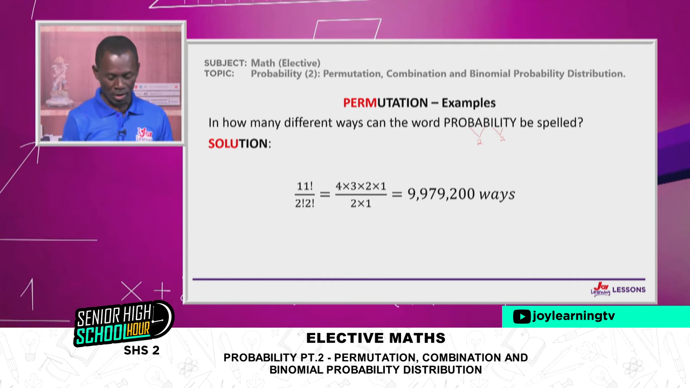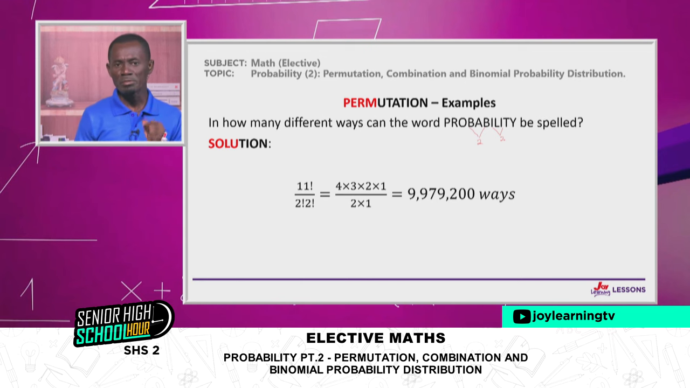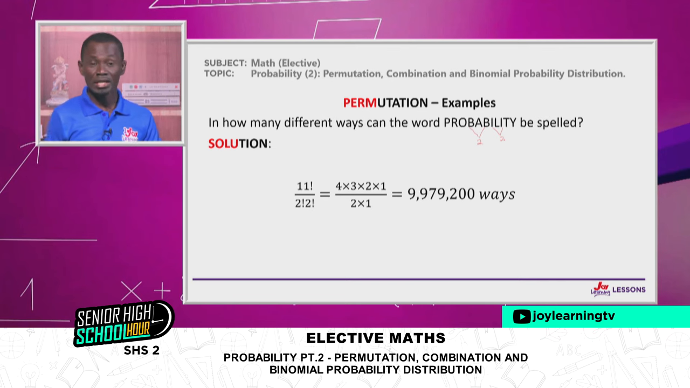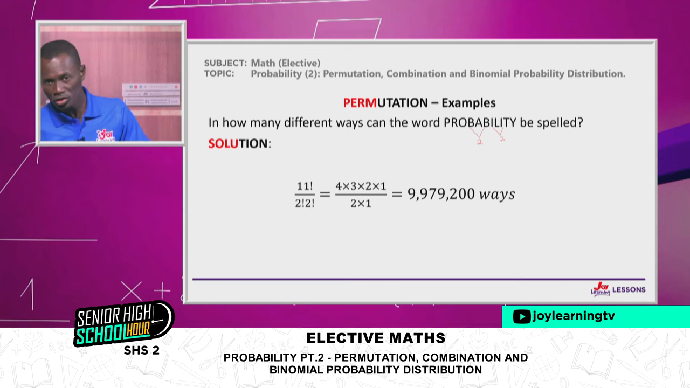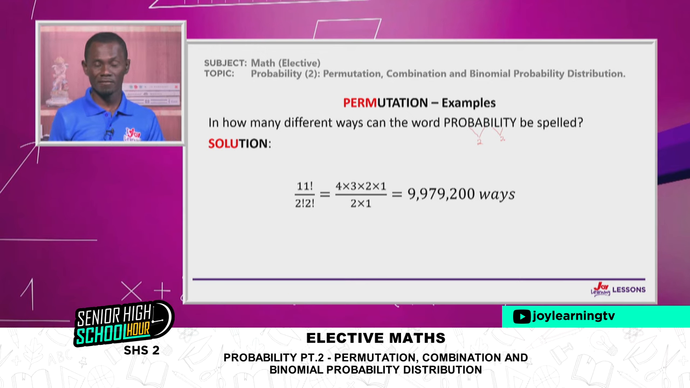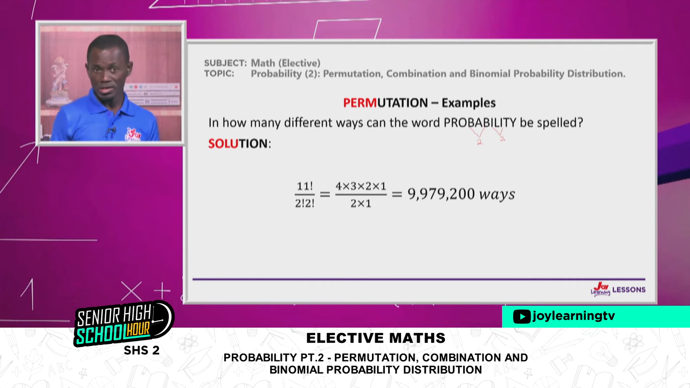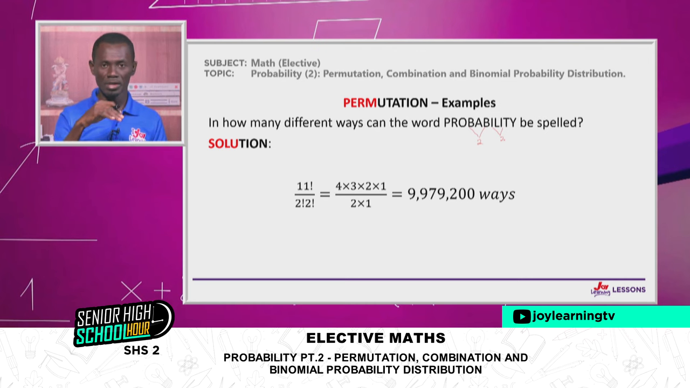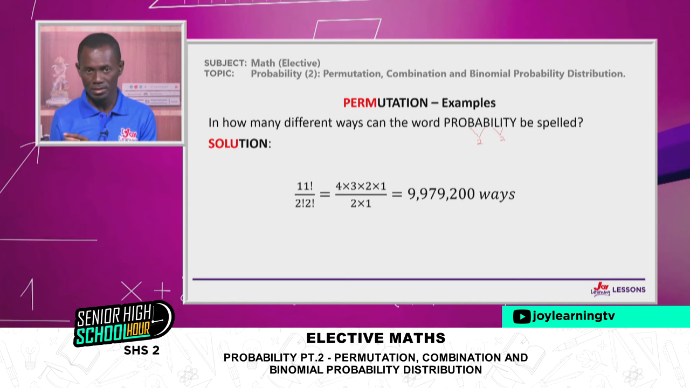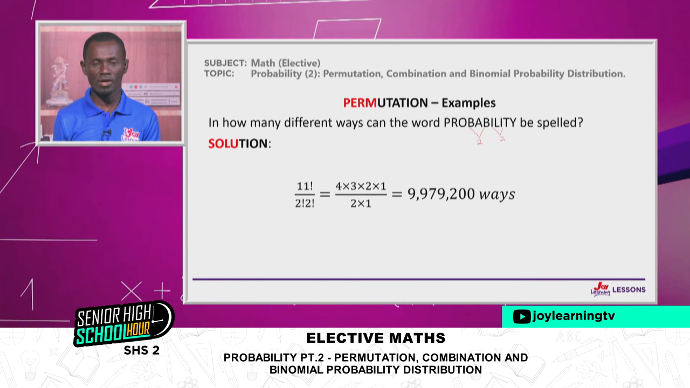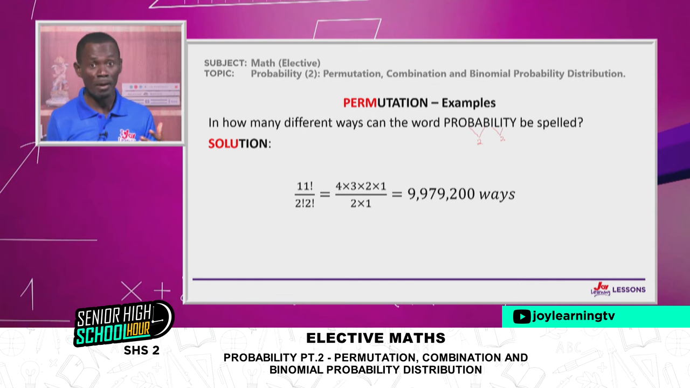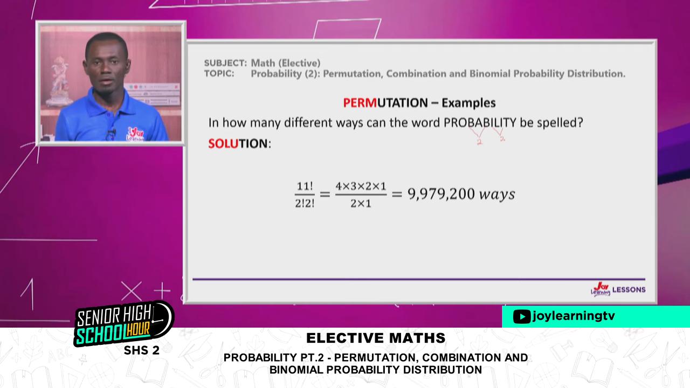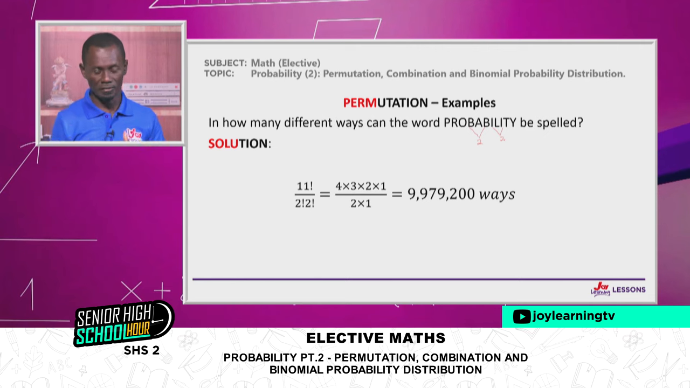1 factorial is 1. So, in this case, the number of ways the word probability can be spelled or rearranged is as much as 9,979,200 ways. That's a big one, right? A real big one. Good. So, you're getting the idea now. So, just check how many times a letter repeats itself, divided by the total number. And if there are many such alphabets that repeat themselves, then keep dividing. It doesn't matter. So in the word hippopotamus, count how many P's, how many S, whatever alphabets repeat themselves, count and divide.